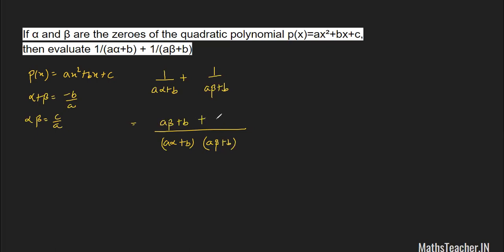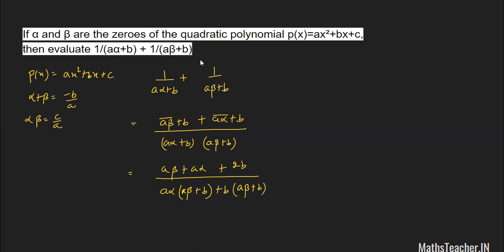You know how to do that. That's not a big deal, right? As you can see, we can combine these two, and it can be written like this. Let me check it out. It's actually a beta plus a alpha, and this is b plus b, nothing but 2b, right? And in the denominator, we have to multiply (a alpha plus b) with (a beta plus b).